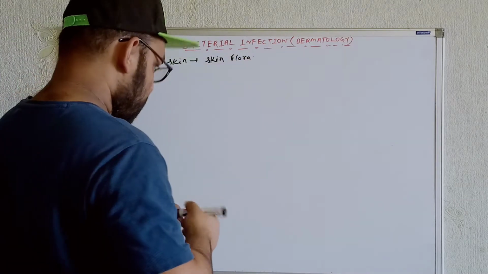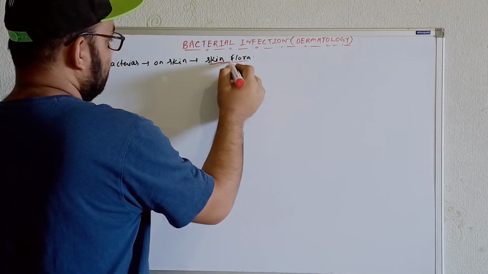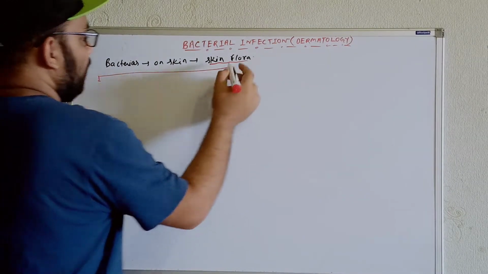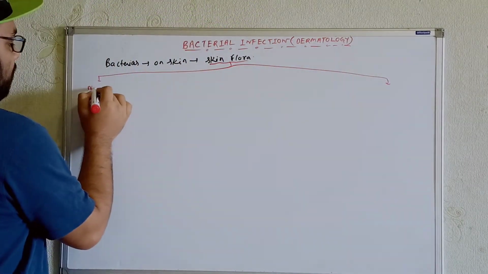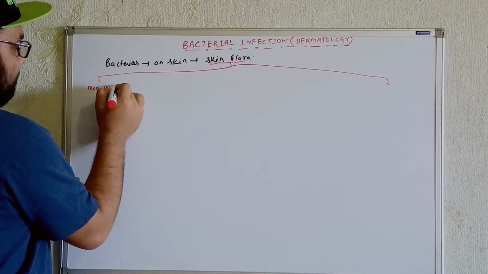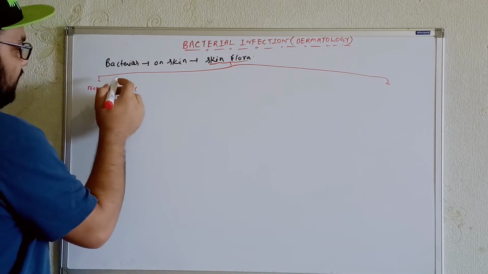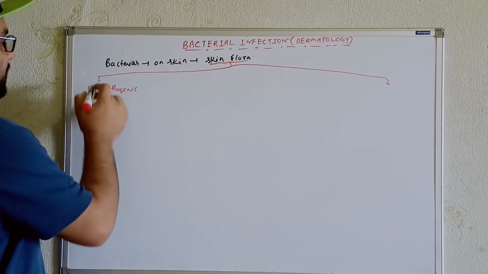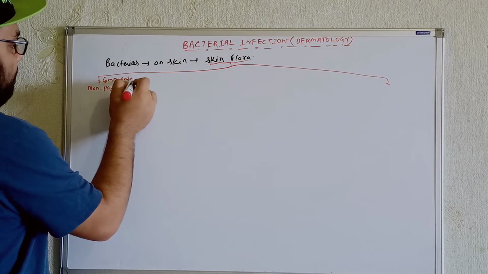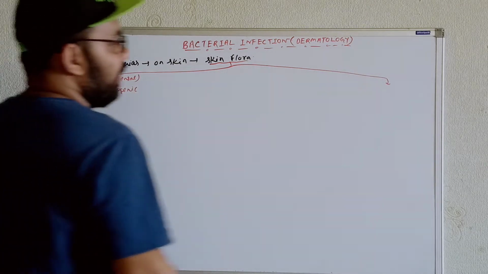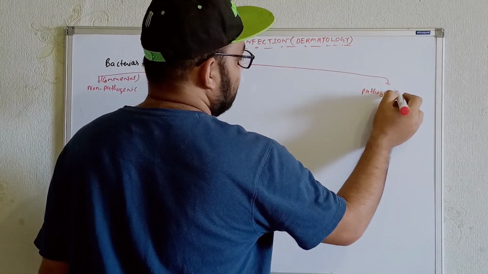Now we can classify these in two ways, in terms of non-pathogenic and in terms of pathogenic. Let's write it over here. Non-pathogenic, because basically they are the resident bacteria within the skin, or you can say these are the commensals. And you will also get the pathogenic ones. So let's write it over here, the pathogenic.